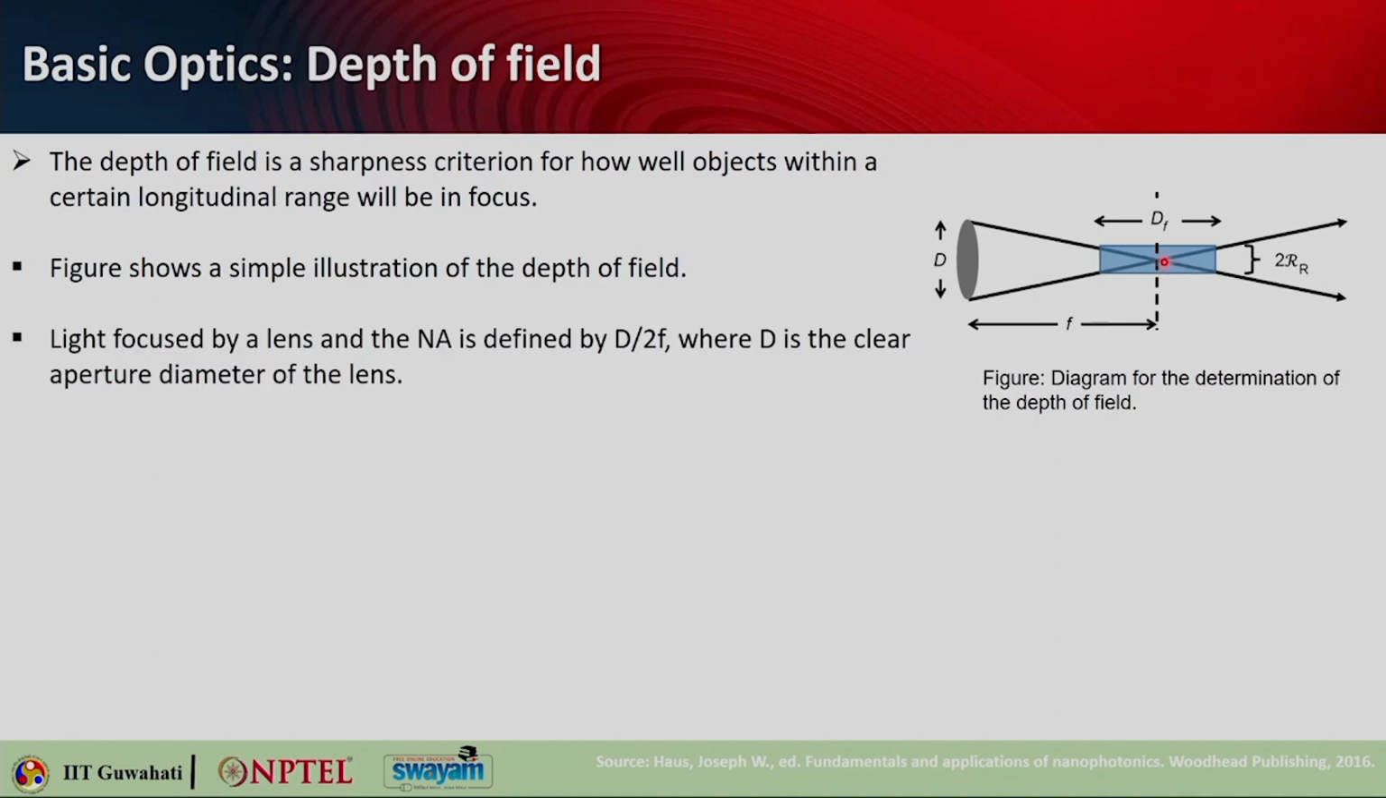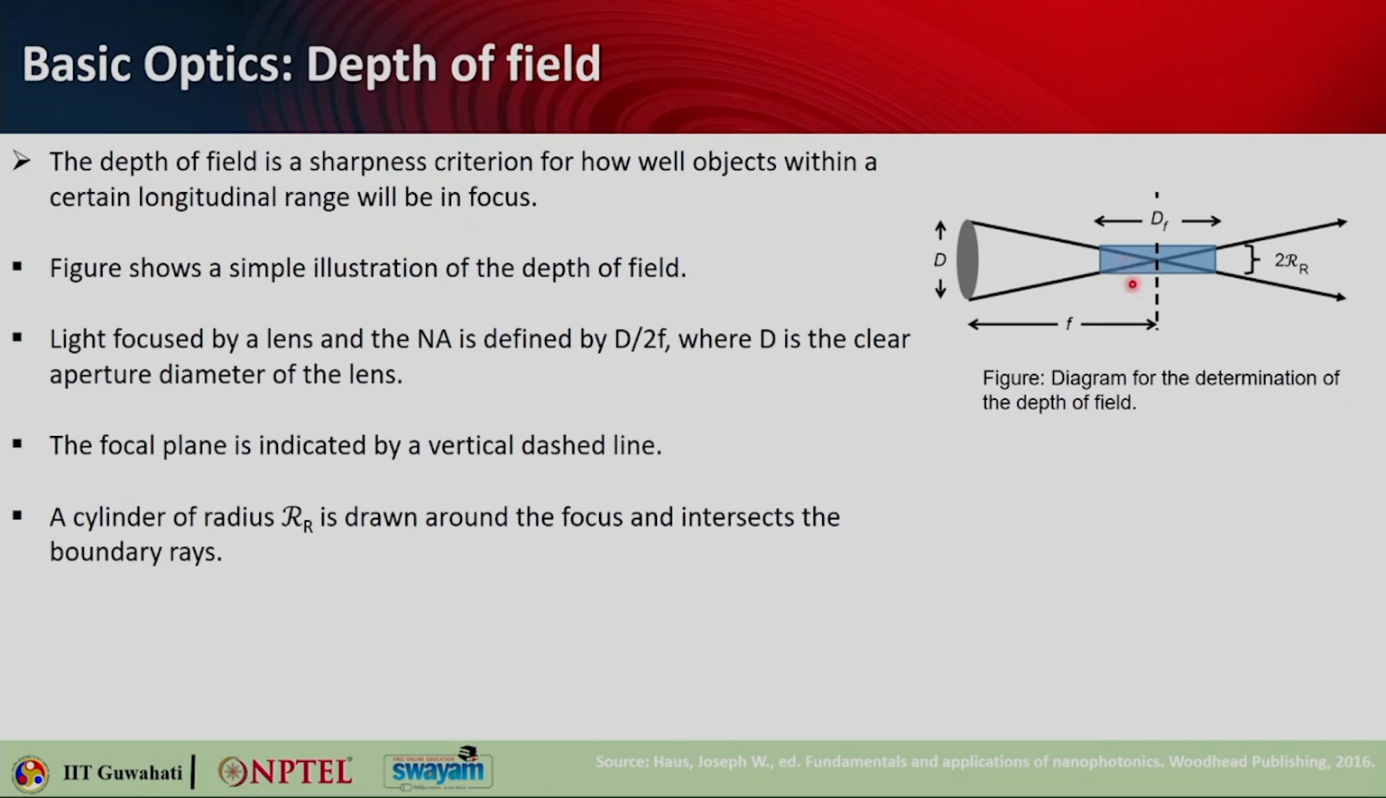So, here you can see light focused by a lens at this particular focal point f. And the numerical aperture is defined by d over 2f. Here, d is basically the clear aperture of the lens, and you can see this is basically the focal plane, the vertical dashed line.